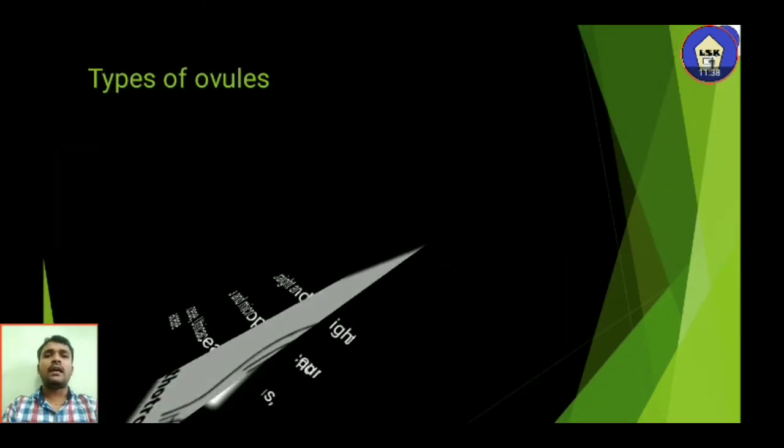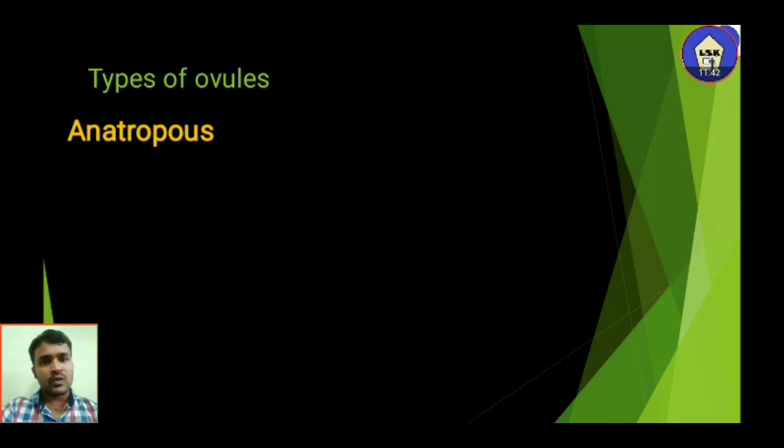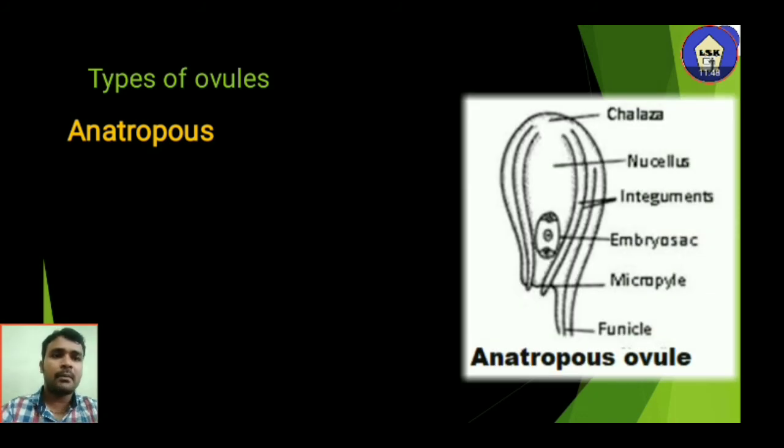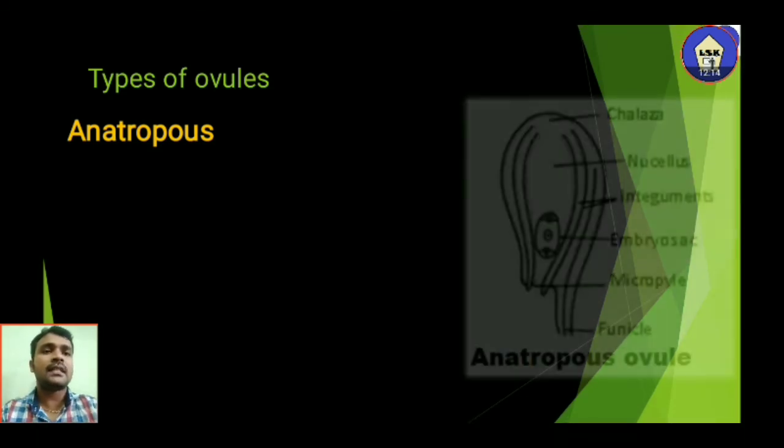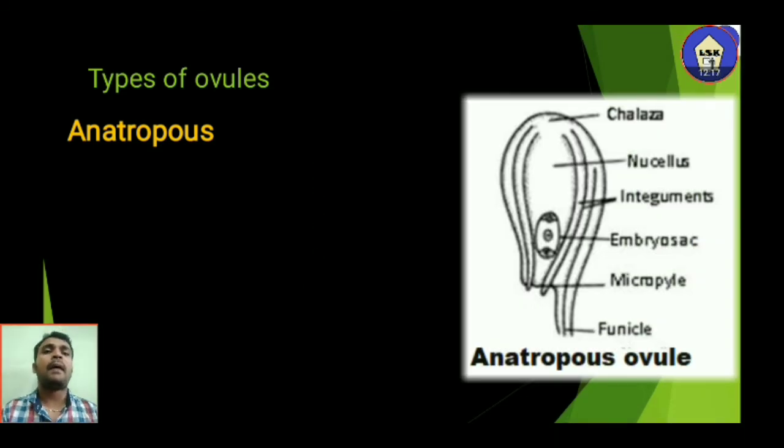The next type of ovule is called the anatropous ovule. The diagram which is given in our textbook is actually the anatropous ovule. In our textbook it is given in the opposite direction. No problem, one and the same. Just observe the position of the funicle, and then the micropyle, embryo sac and chalaza. See, micropyle, embryo sac and chalaza are arranged in one line. And the funicle is found in another line. So the arrangement is side by side.